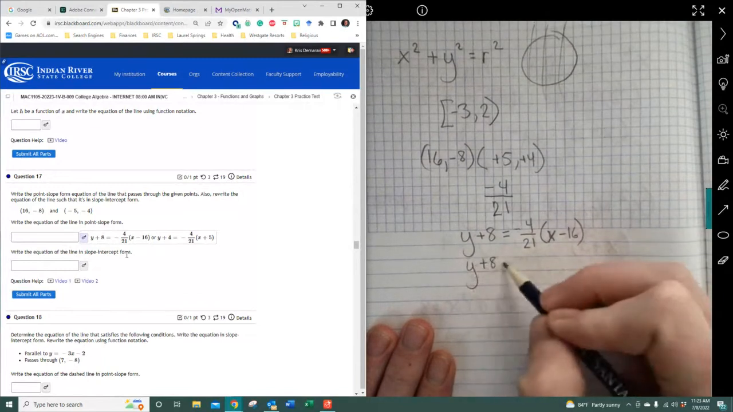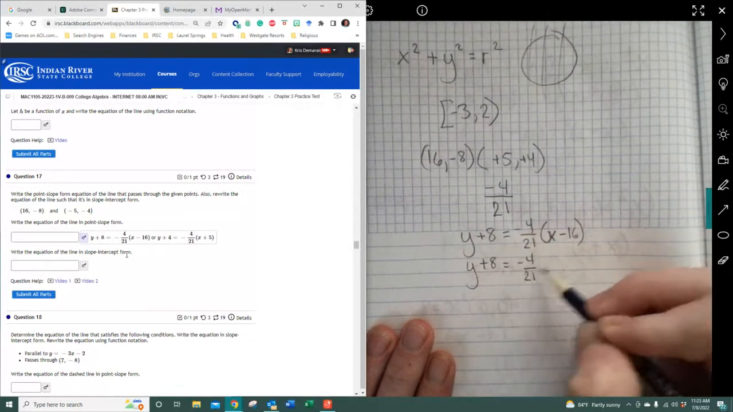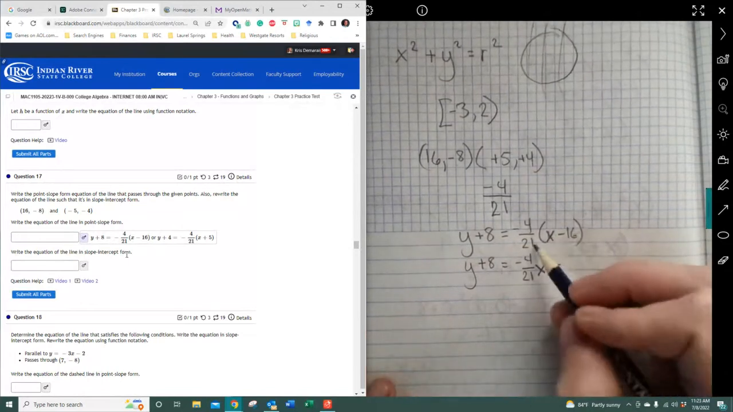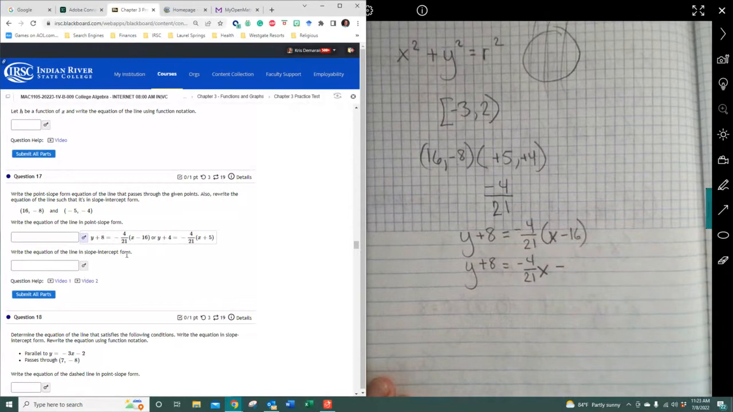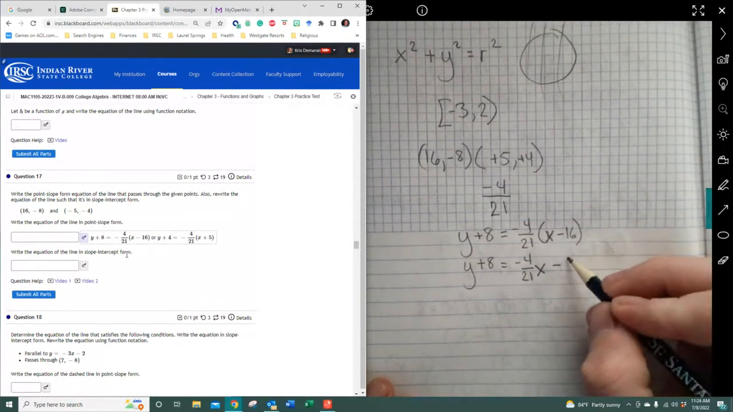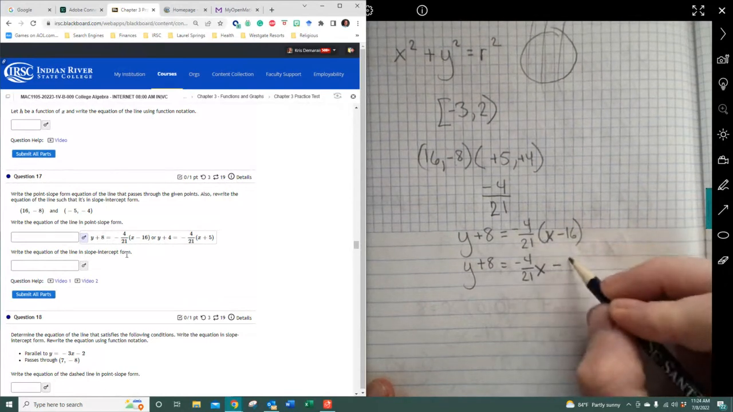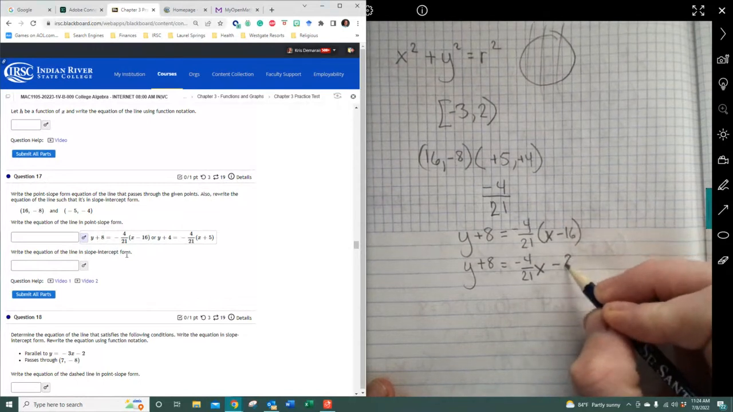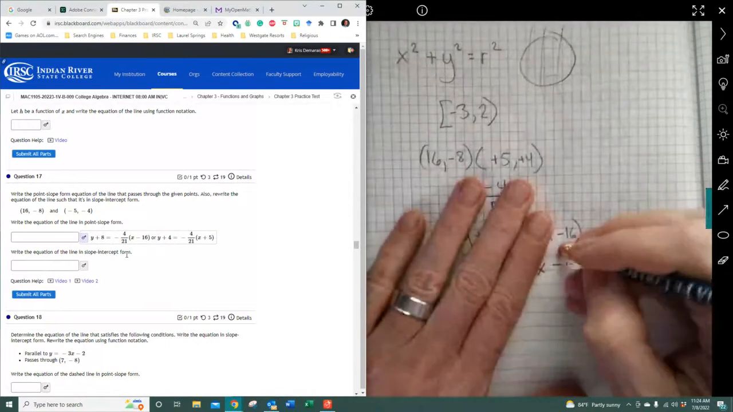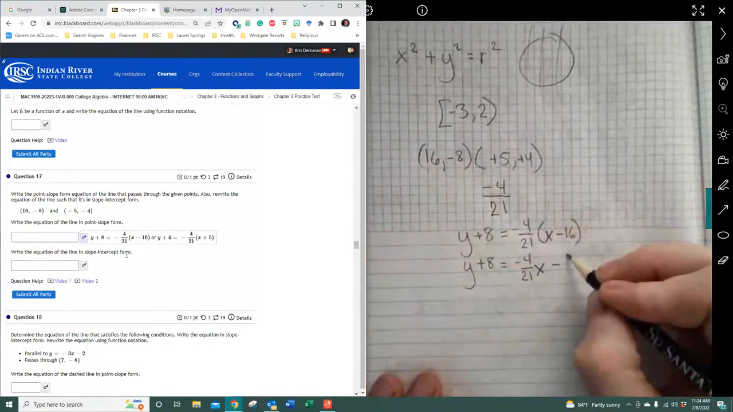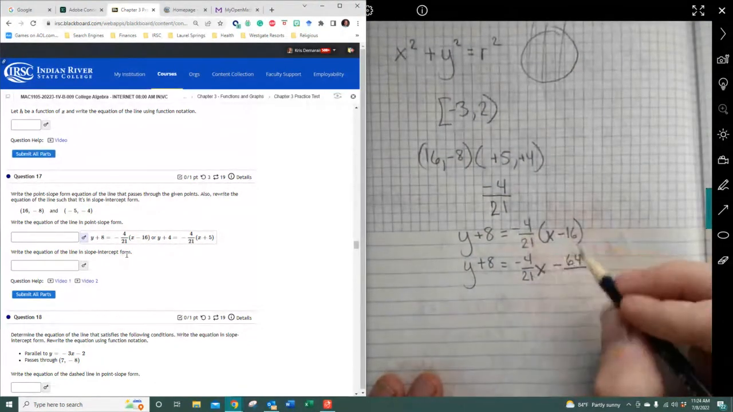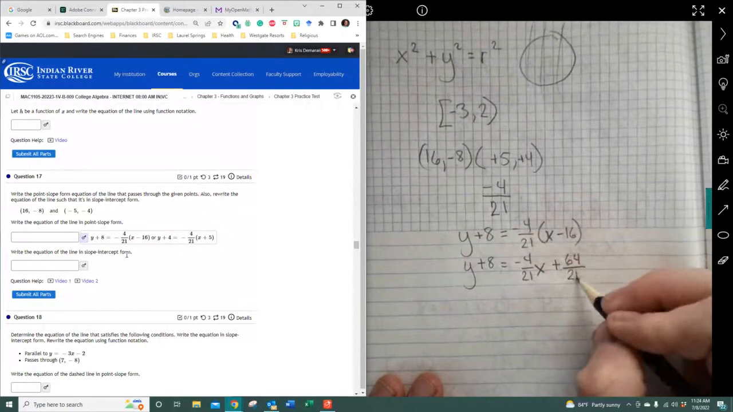So y plus 8, and then I'm going to distribute it to be negative 4 over 21x. And then we're going to have basically 16 and 21. They can't be reduced by anything, so we're going to go ahead and just multiply the top by 16, and that's going to give us what, 60? That's 24, so that's going to give us 64. 64 over, and that's positive because the negative times the negative is positive, and that's 21.